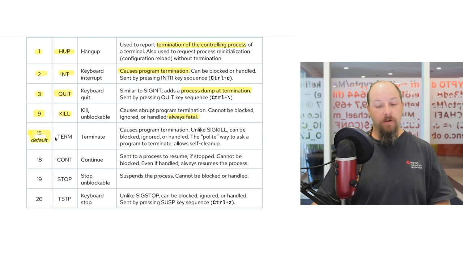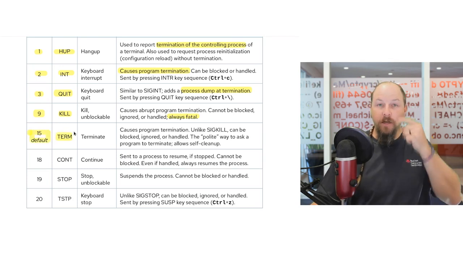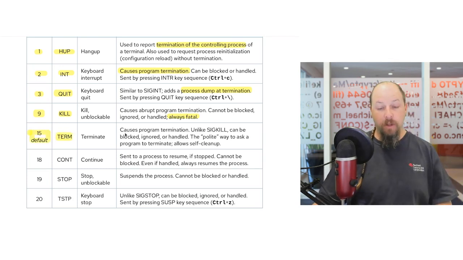Signal 15, or the terminate signal, is also available. This one is similar, but can be blocked, ignored, or handled more gracefully. This is something akin to a polite way to tell a program to terminate and allows for a self-cleanup of that exit. Signal 18, or CONT, is short for continue.